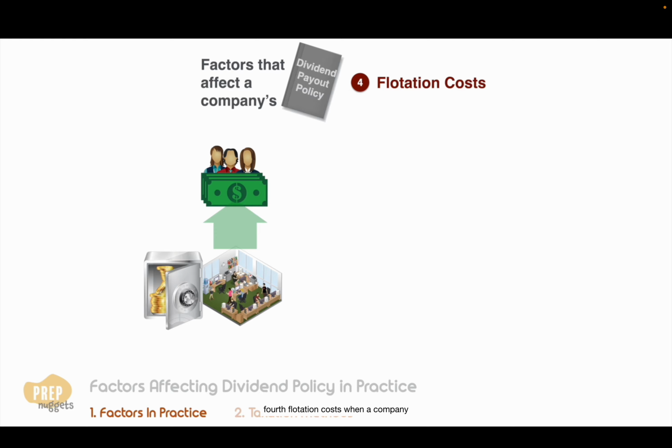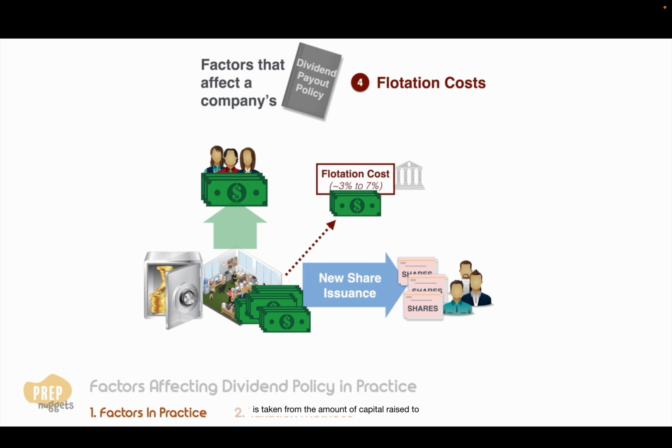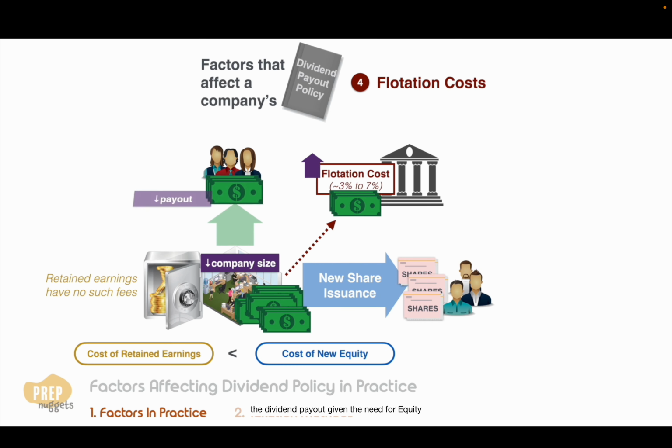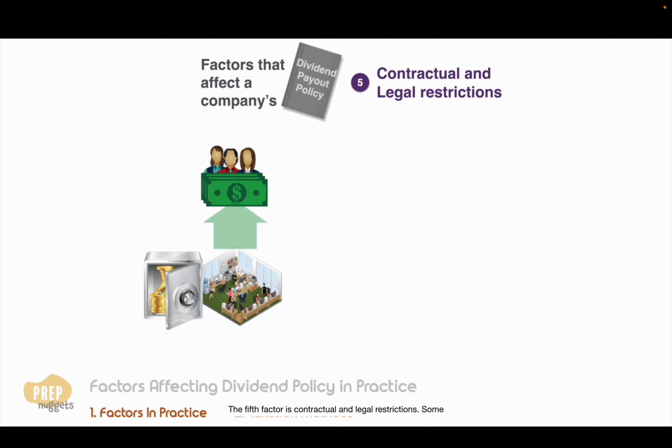Fourth, flotation costs. When a company issues new shares of common stock, a flotation cost of 3% to 7% is taken from the amount of capital raised to pay for investment bankers and other costs associated with issuing the new stock. Since retained earnings have no such fee, the cost of new equity capital is always higher than the cost of retained earnings. Smaller companies typically have higher flotation costs as compared to larger companies. Generally, the higher the flotation costs, the lower the dividend payout, given the need for equity capital in positive NPV projects. The fifth factor is contractual and legal restrictions.